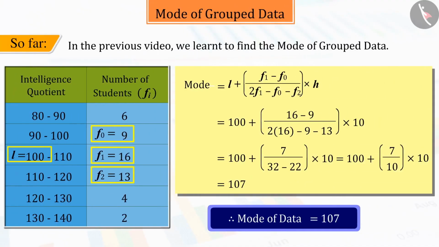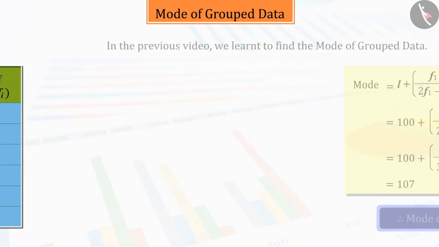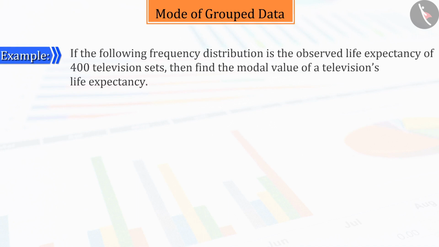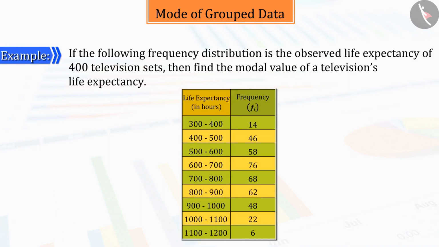In the previous video, we learned to find the mode of grouped data. Today, we will see an interesting example based on the method of finding the mode. The following frequency distribution is the reported life expectancy of 400 television sets. So, can you find the modal value of the life expectancy of the television sets? Let's try to solve it.